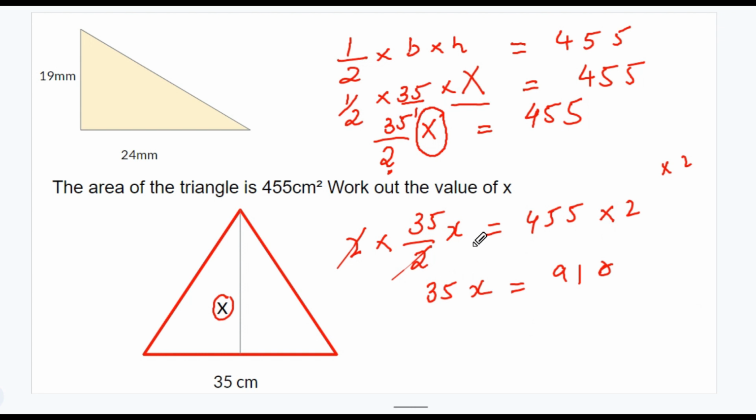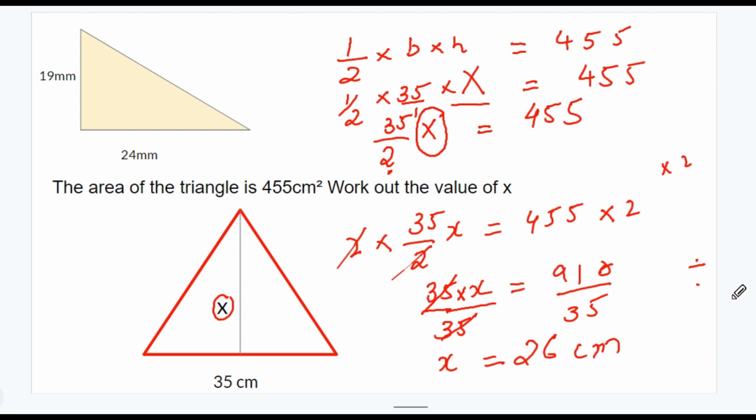Okay. Now we need to remove this 35. So this 35 is multiplying by x. So the opposite of multiplication is division. What we need to do, we need to divide both sides by 35. Okay. So this 35 will be cancelled with 35. You will be left with x equals to 910 divided by 35. The answer will be 26 centimeter.